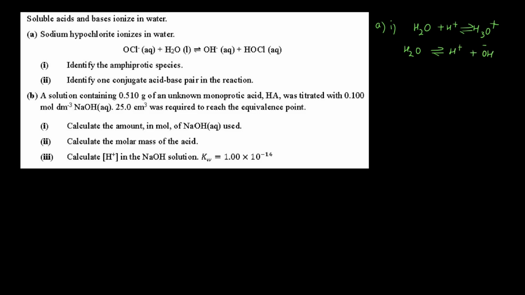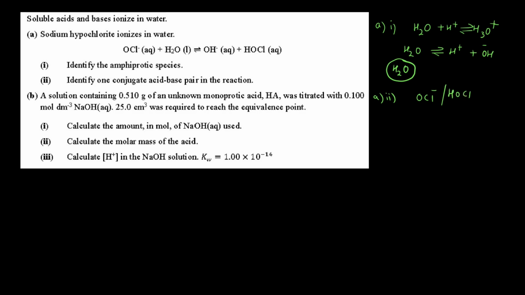So what is an amphiprotic species? Amphiprotic species are those species which act as both Bronsted-Lowry acid and base. So here water is our amphiprotic species in the above reaction. Second part, identify one conjugate acid-base pair in the reaction. So the conjugate acid-base pair is OCl negative and HOCl.